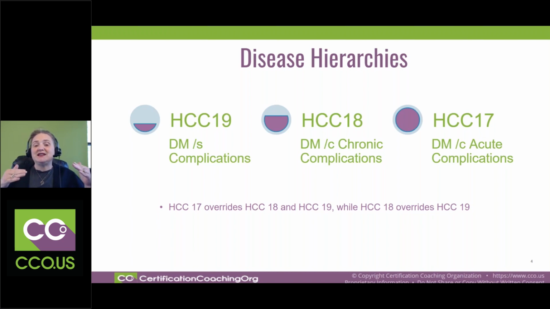Now, don't think that it matters with all of the HCCs that the number is lower and therefore it is a higher hierarchy versus the number being larger. Don't pay attention to that because that's not always the rule with your HCCs. However, with diabetes, you have three that you look at. It's 19, 18, and 17. 19, no complications. 18, a chronic condition, complication, and 17 is something acute, sudden onset that happens with that diabetic.